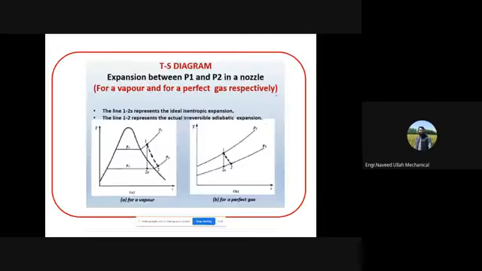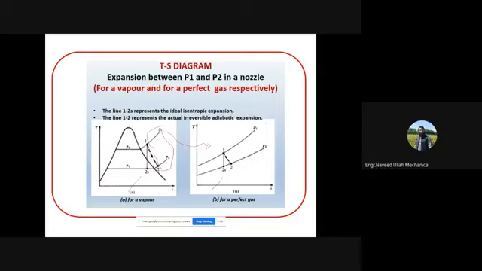Okay, so by the definition, this expansion inside the nozzle. Okay, this is actually the phase diagram. This is for vapors and this is for perfect gas. Okay, I was telling you this. Actually, in the superheated region, you have this same thing. Okay, in vapors, you have this region.